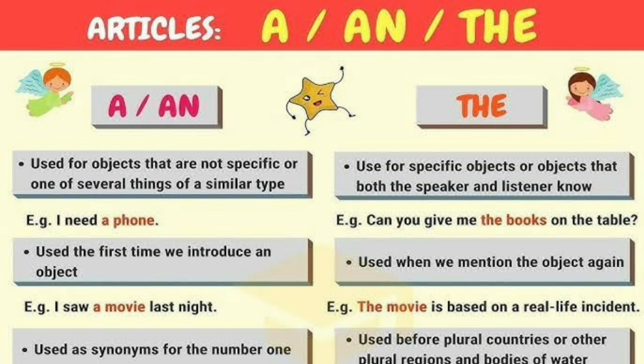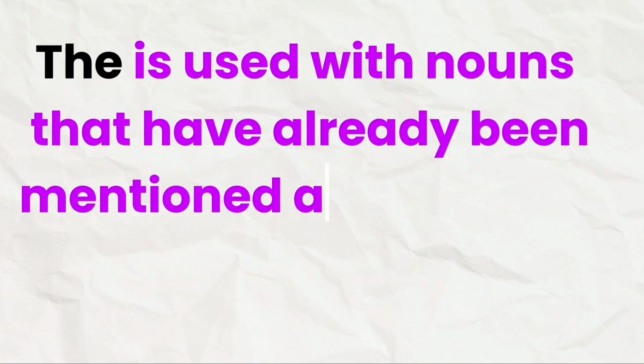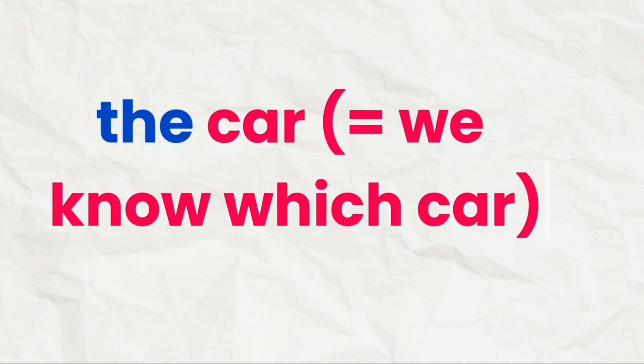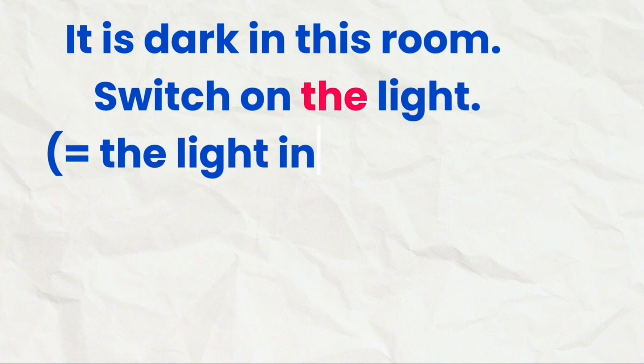The is used with nouns that have already been mentioned and are referred to again. A car, we do not know which car. The car, we know which car. It is dark in this room.